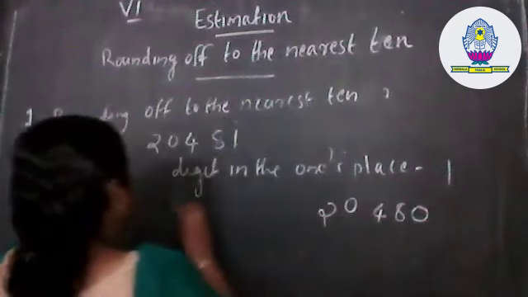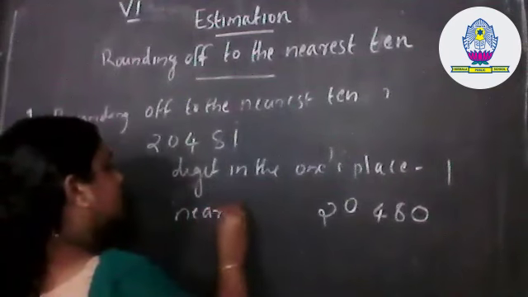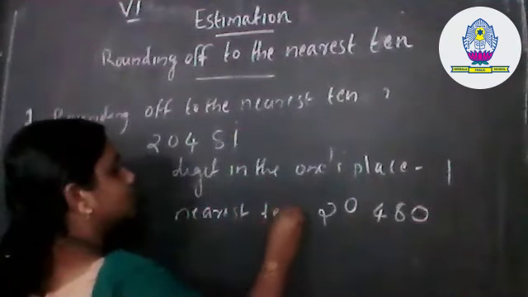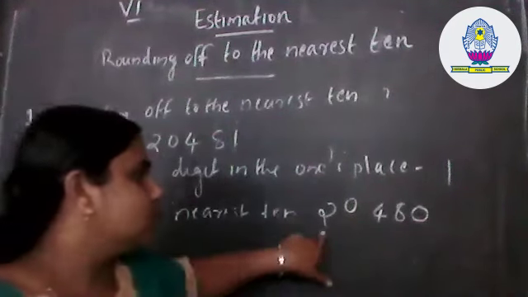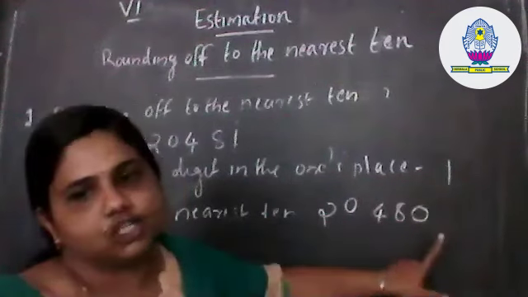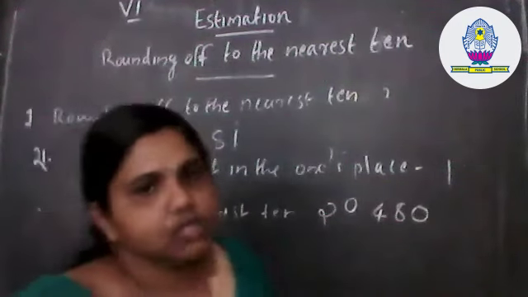So the nearest 10 is 20480. That is the nearest 10.